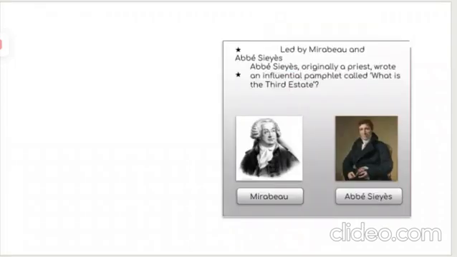Now, who were the leaders? The National Assembly was led by two people, Mirabeau and Abbé Sieyès. Sieyès originally was a priest who wrote an influential pamphlet called What is the Third Estate. So basically, Sieyès was from the clergy, the nobility only, but still he came and supported the third estate. He wrote the pamphlet named What is the Third Estate.